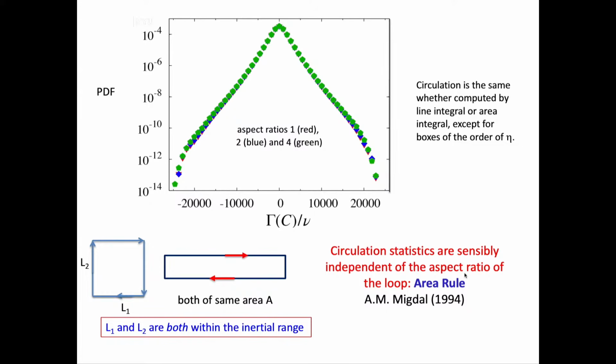This area rule, which is what we call it, the independence of the properties on the aspect ratio, is originally due to Migdal in 1994. Migdal was talking about loop gravity things, and he was trying to solve Einstein's relativity equations.